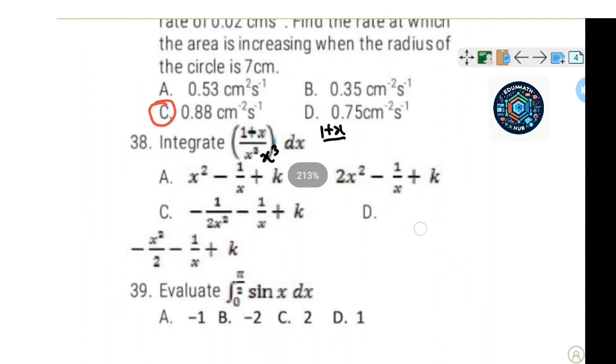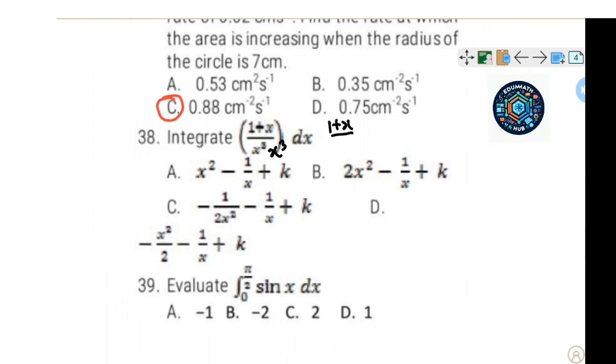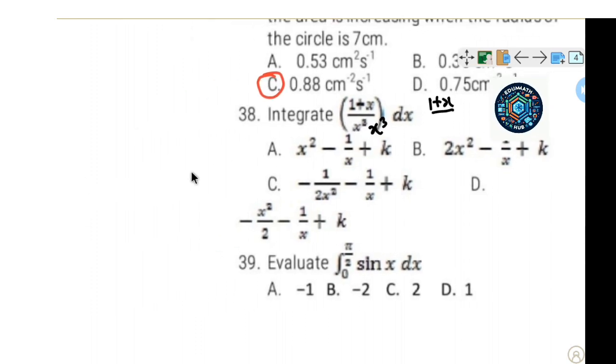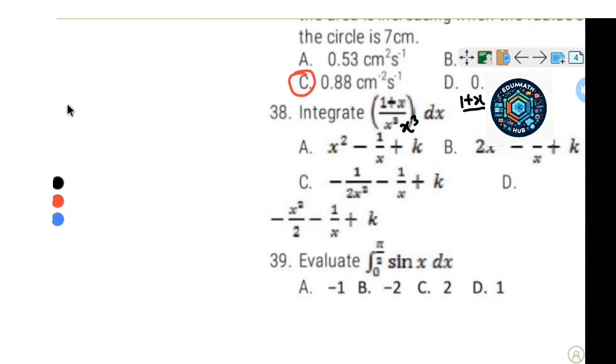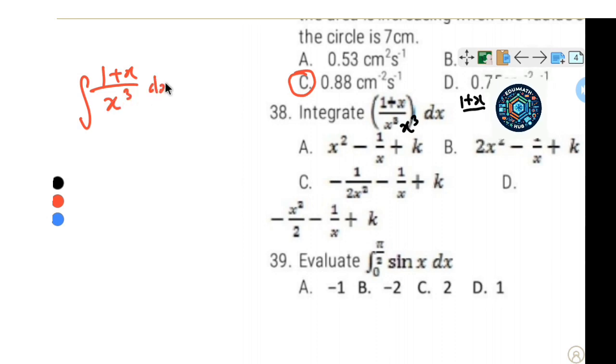So you have to integrate. You have to integrate 1 plus x over x to the power 3. This is x to the power 3. So you have to integrate. Very simple. You have to integrate 1 plus x divided by x to the power 3 dx.